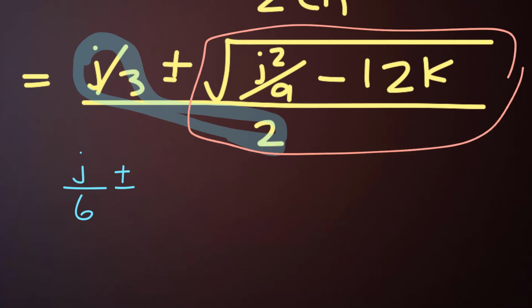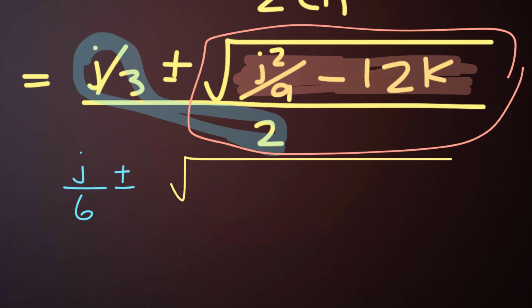Okay, this is where it gets complicated. So what we're going to do is I want you to take a look at what's inside the radical here. We've got j squared over 9 minus 12k. What I'm going to do is I'm actually going to factor out 1/9.